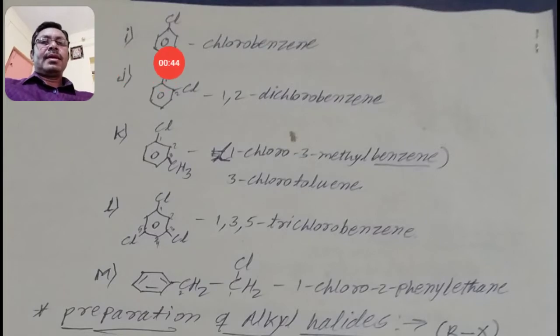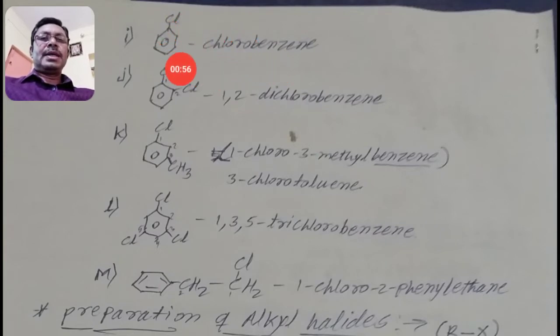The next example: a benzene ring directly attached to chlorine is known as chlorobenzene. It is the same as the common name. Chlorobenzene is the same in the common name and the IUPAC system. If the chlorine is directly attached to the benzene ring, then name first the halogen atom which is directly attached to the benzene ring. If it is bromine, then you must write bromobenzene, like that.